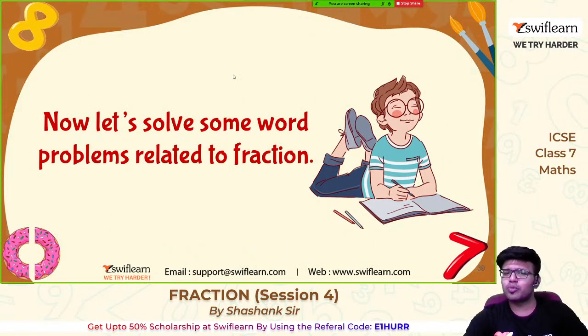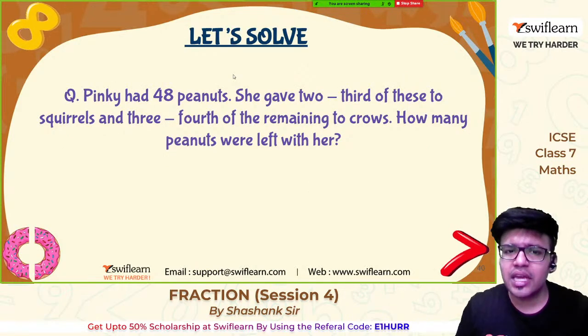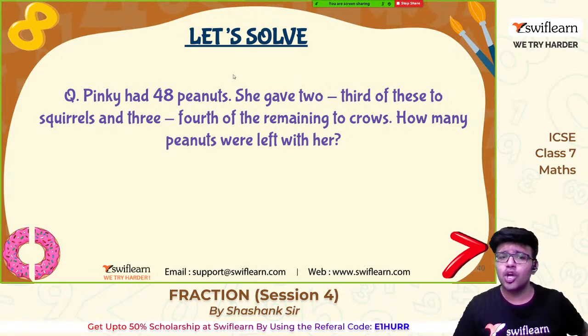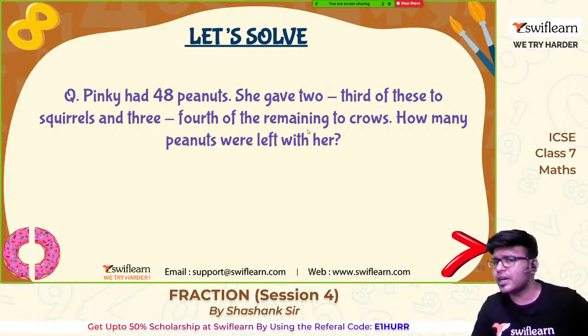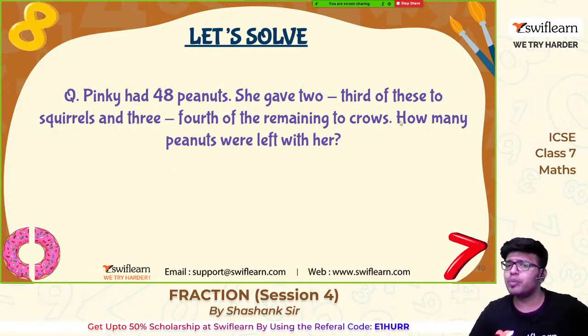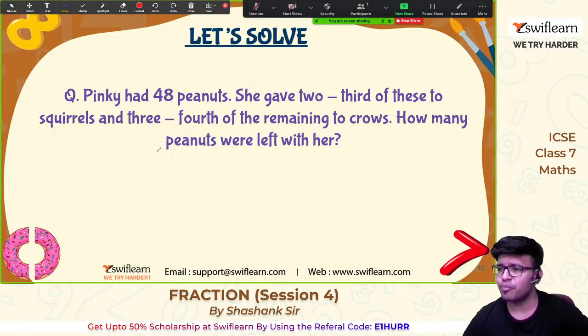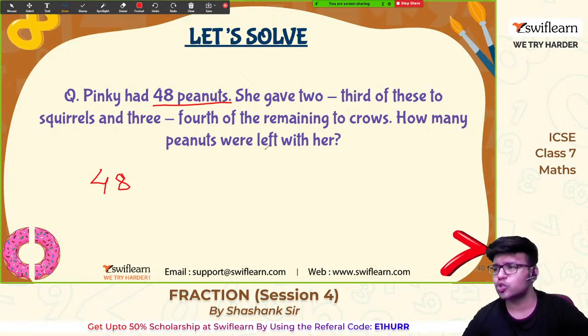So now let's solve some problems related to fractions. Pinky has 48 peanuts. She gave 2/3 of this to the squirrels and 3/4 of the remaining to the crows. How many peanuts were left with her? Pinky initially had 48 peanuts, guys. She gave 2/3 of this to the squirrels.